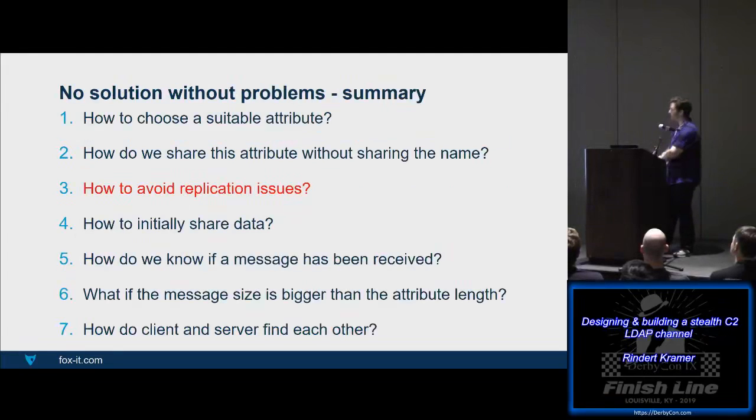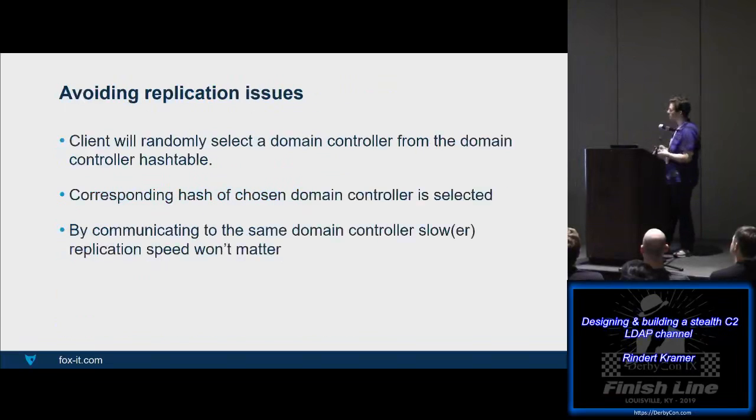So how do we avoid replication issues? All domain controllers are also queried during startup and stored into a hash table. And I didn't want to send the fully qualified domain name of the domain controller that we're going to use over the line as well. So also the hash of the chosen domain controller is shared between Alice and Bob.